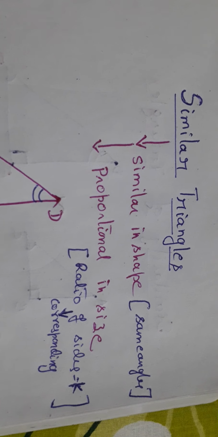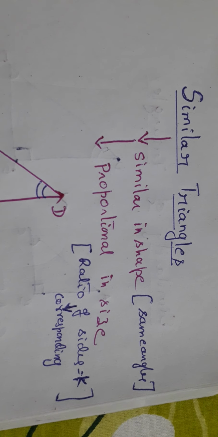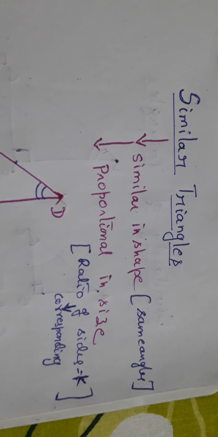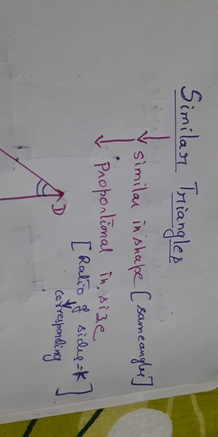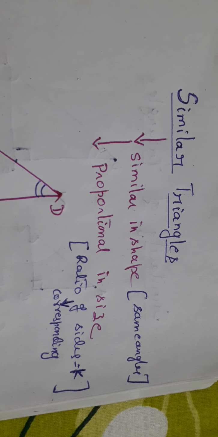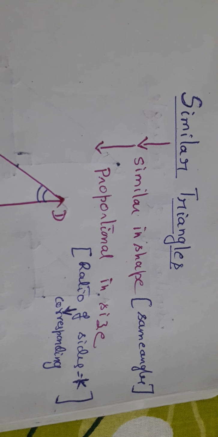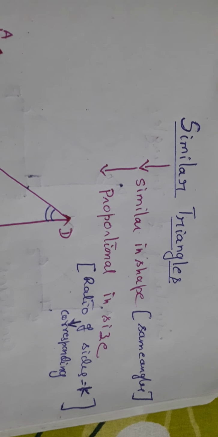And now when we say the sizes are different, it means the sides must be proportional in size. Sides of the triangle must be proportional in size. That means ratio of corresponding sides must be constant. Okay, let us try to understand what is meant by these two conditions.